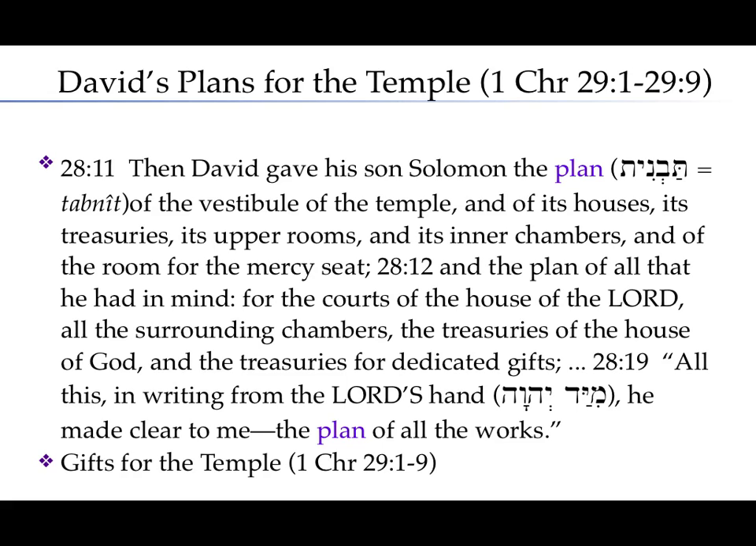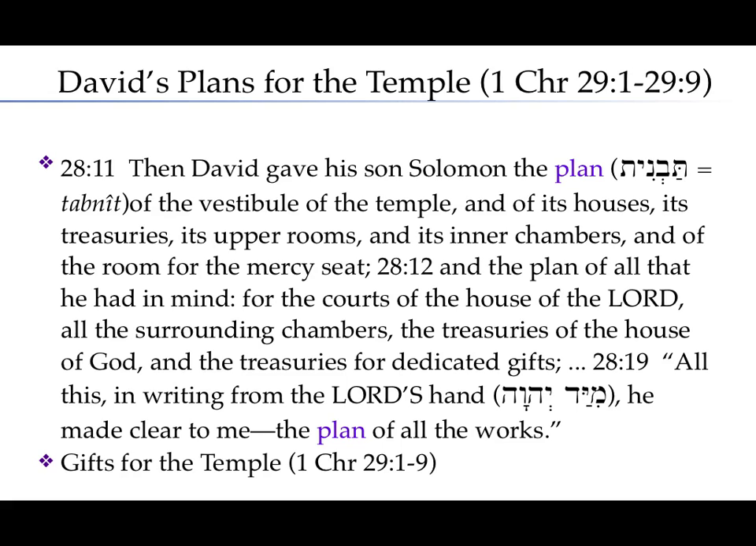Now David got to plan the temple out, and it's interesting how he did the plan. The plan is tabnit, and this means a type or a model, something along those lines. And he organized the entire plan. We won't read through the whole thing, but all of this was written from the Lord's hand. And he made it clear to me the plan of all the works, this tabnit.